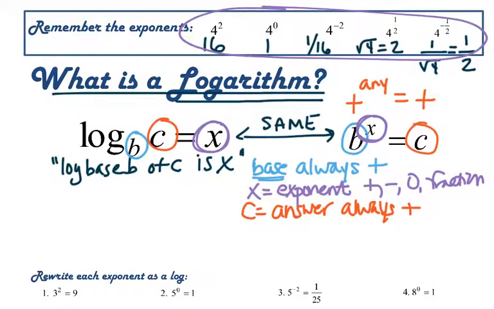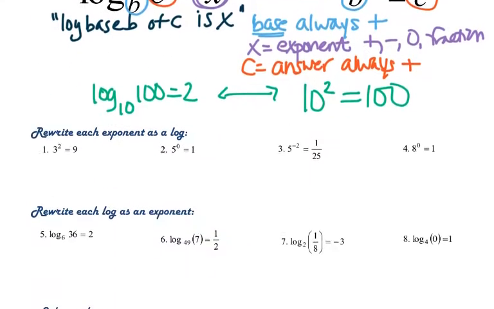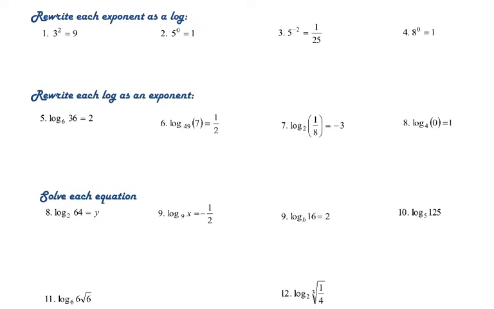Okay, so if I gave a quick example of what that might look like, let's see, the log base 10 of 100 equals 2. And that's the same thing as saying 10 squared equals 100. So here we have some exponential equations that we know to be true. We know that 3 squared is 9, and now we're going to rewrite it. The log base 3 of 9 is 2. Just getting used to the log notation.